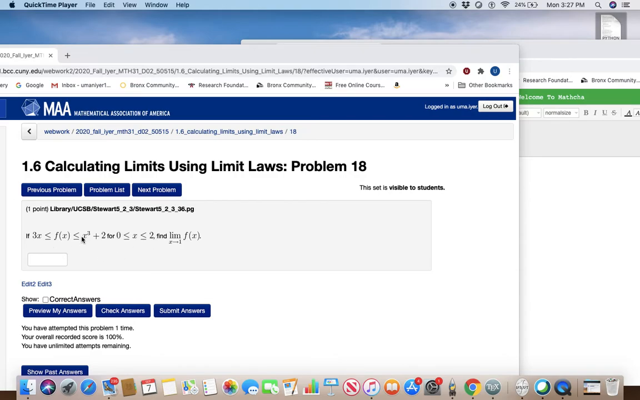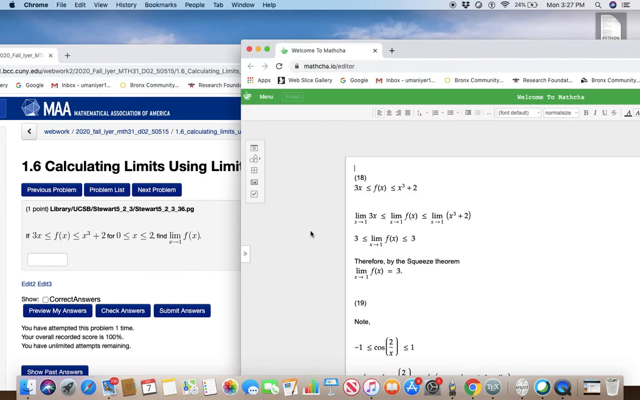Now what do we do when we have three functions, one below the other? This is when the squeeze theorem gets applied. Okay, so you have 3x ≤ f(x) ≤ x cubed plus 2. Take the limit as x approaching 1, because that's what they want. The limit of the first function continues to be less than or equal to the limit of the second function, which continues to be less than or equal to the limit of the third function.